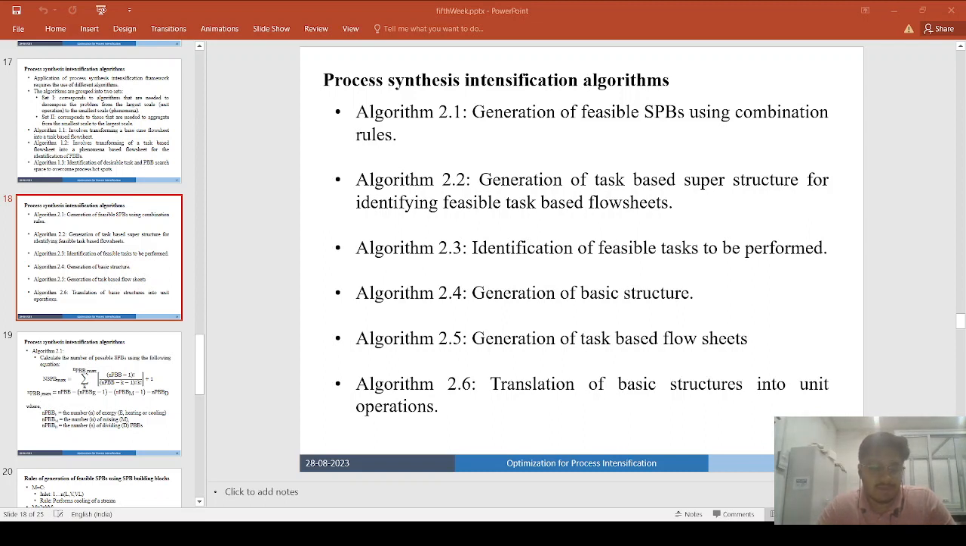So what happens here in step 2.6 is that you will be able to observe process intensification happening live, that is, you will be able to generate a new unit operation.